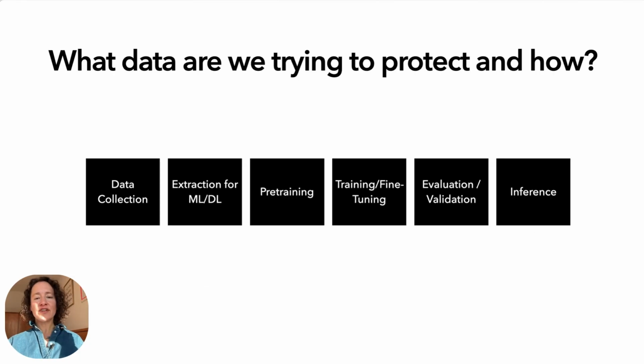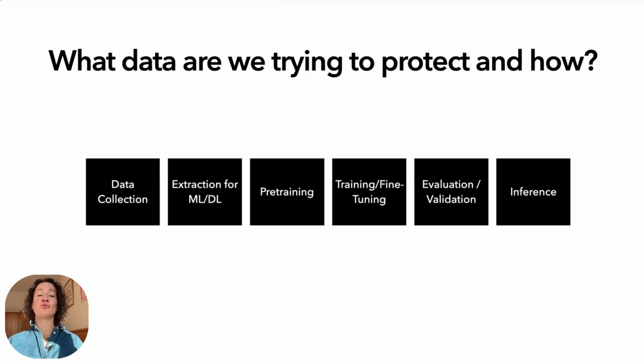Okay. The first big question, once we have that buy-in, once we have some competency, is actually starting to define what data we're trying to protect and how. So I just have here, as an example, how we usually do deep learning around language right now. We have data collection, we have some sort of extraction, maybe a selection method, we have pre-training, then we have training or fine-tuning or both. We have some sort of evaluation and validation process that we run, maybe multiple times. So some of these could be multiple steps that we go back to.